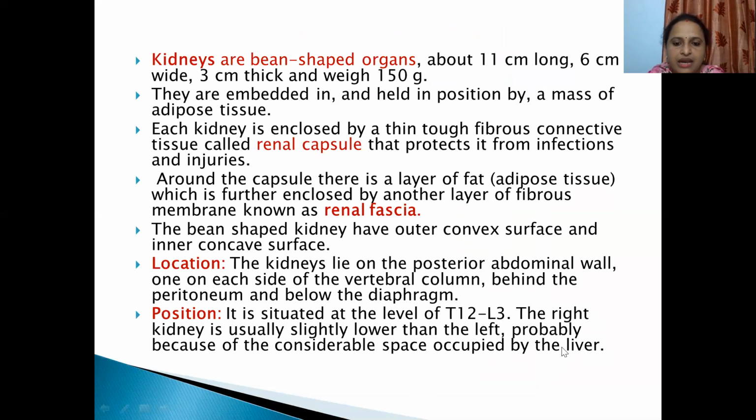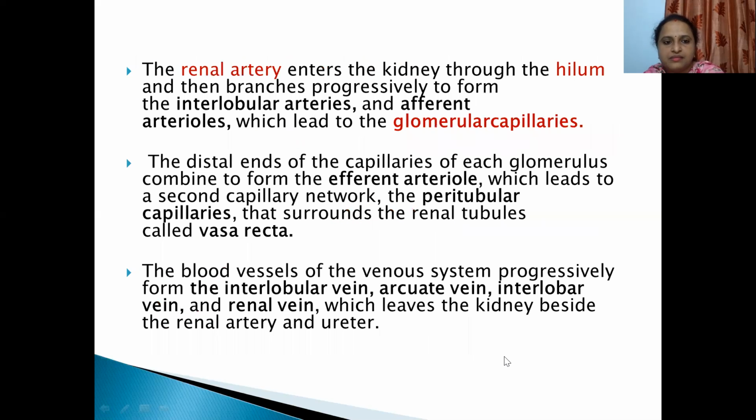And if you take a rabbit, for example, in the rabbit, the left kidney will be lower and the right kidney will be a little bit upper in position, because in the rabbit, the stomach is larger in size and will occupy the left side. And there is an artery which enters the kidney through the hilum, a notch present at the entrance of the kidney.